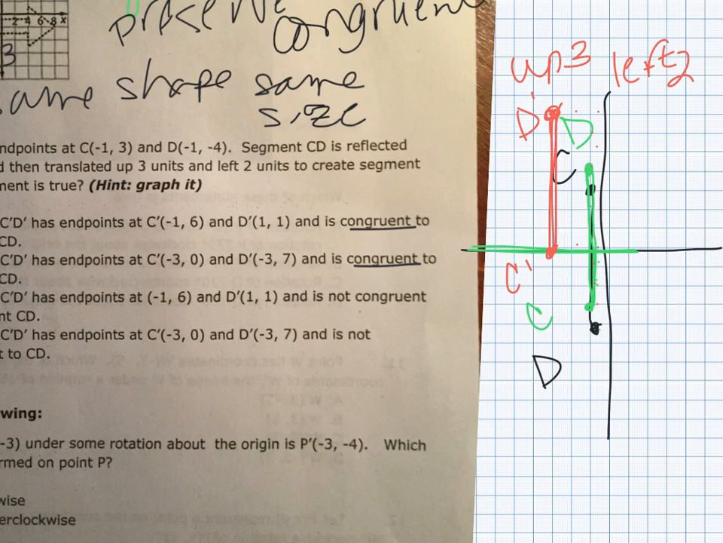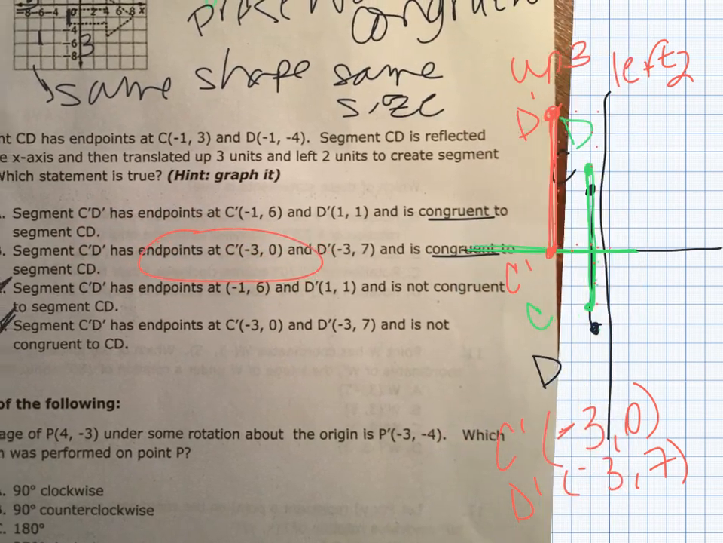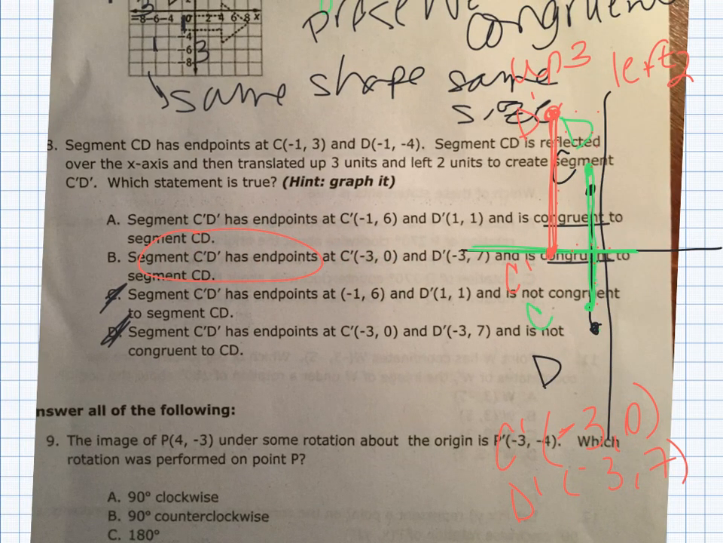So this is talking about where the ordered pairs are. So the ordered pairs for the red C prime here is 1, 2, 3, negative 3, 0. And D prime is at negative 3, 1, 2, 3, 4, 5, 6, 7. Which makes this the right answer. So B would be your correct answer. So letter B.